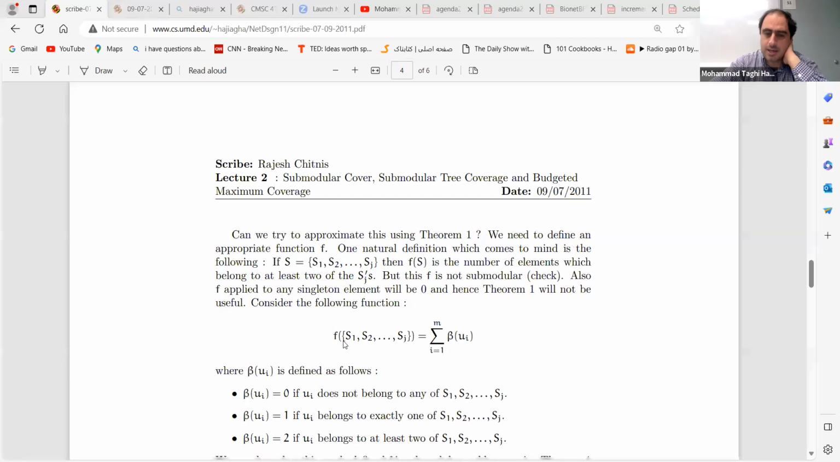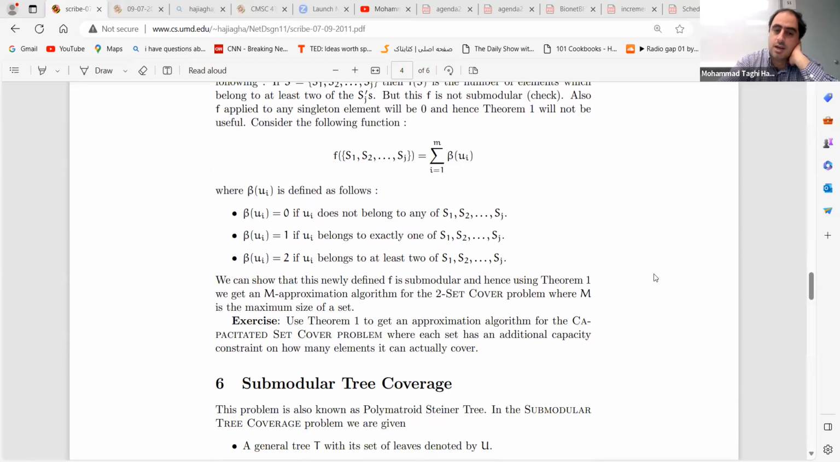So another interesting problem. These are non-trivial problems if you think about it. This is an exercise that you can also solve. Let's consider another problem called capacitated set cover. By the way, these are all important versions of set cover. In the capacitated set cover, we have additional capacity constraints on how many elements a set can cover.